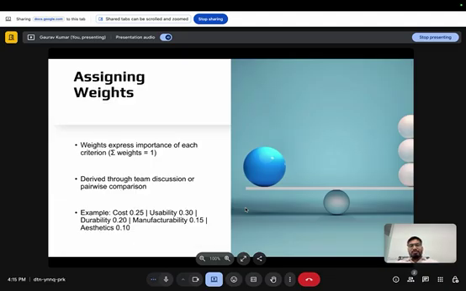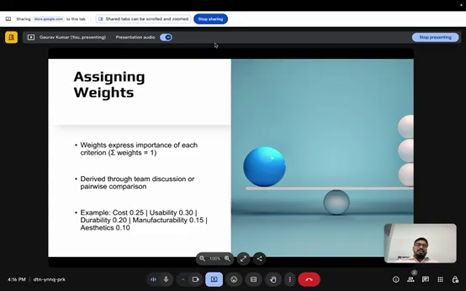Now moving towards the next one, assigning weights. So assigning weights to criteria reflects the priorities and trade-offs inherent in design. Not every criterion carries equal importance. Usability may outweigh aesthetics, or cost may dominate over complexity, depending on the project goals. So the sum of all weights equals one, ensuring proportional influence.